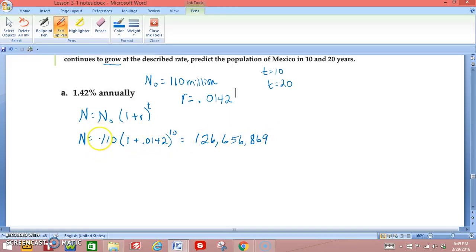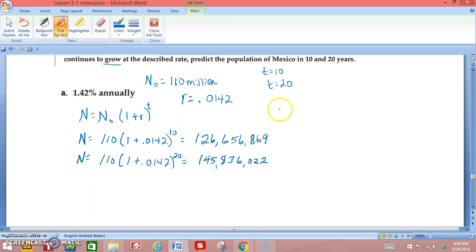Okay, now let's do the same thing but predict after 20 years. So everything's going to stay the same, except we're going to raise it to the 20th power. You put that in your calculator and you'll get 145,836,022.